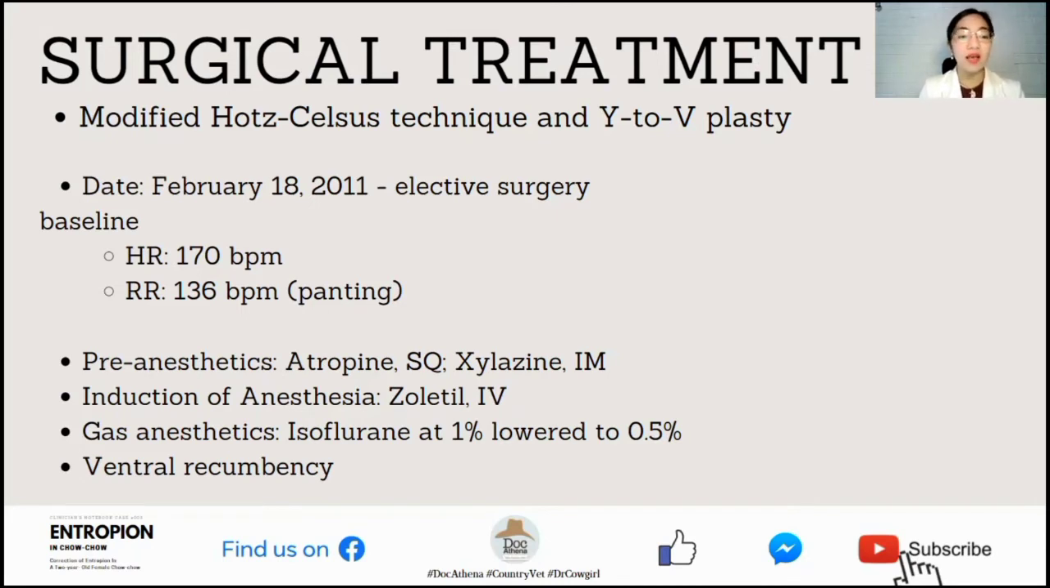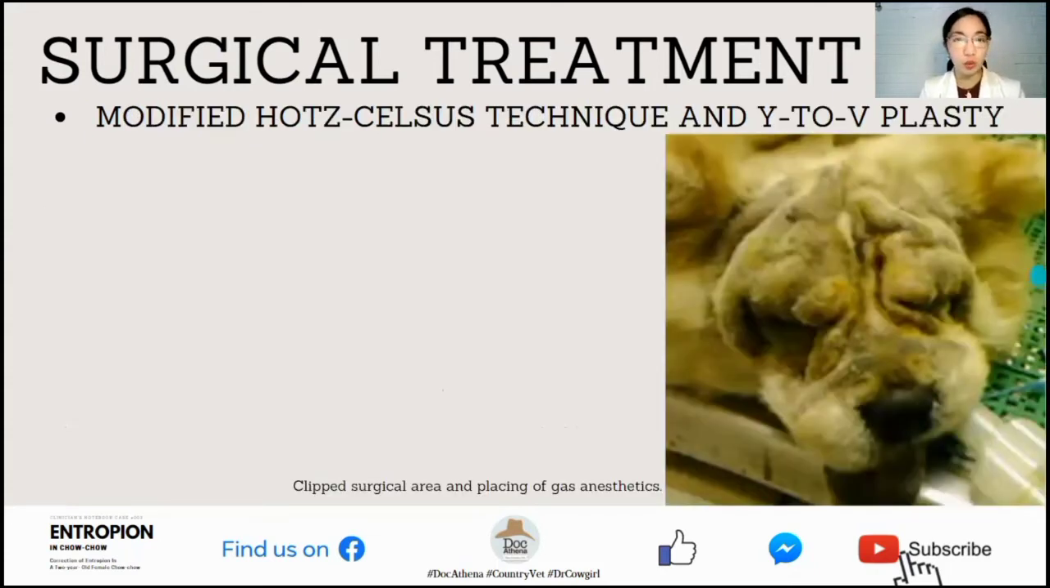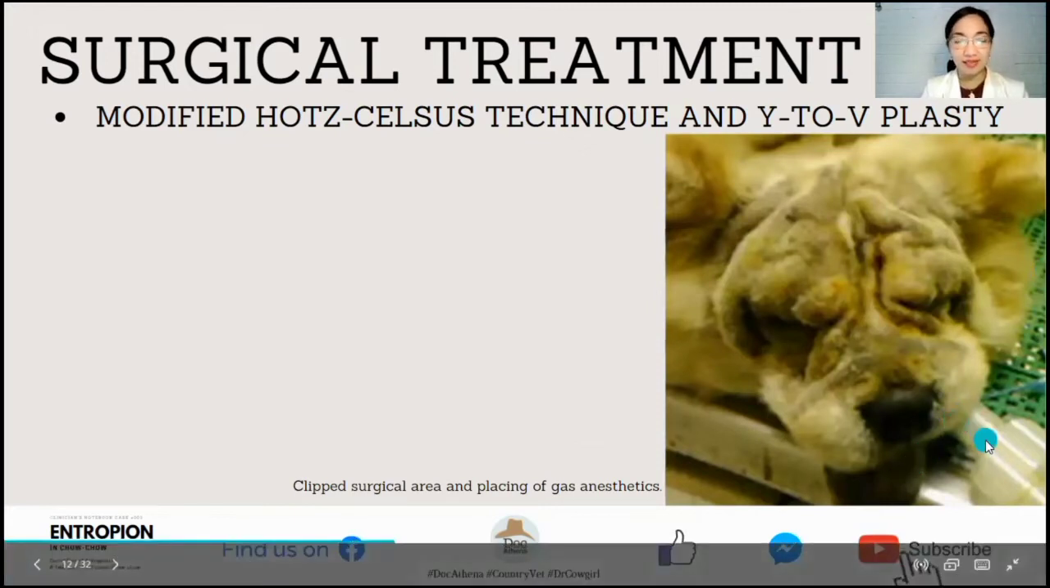Baseline at the time was heart rate 170 beats per minute and respiratory rate 136 breaths per minute. However, the patient was panting. For pre-anesthetics, atropine was given subcutaneously and xylazine was given intramuscularly. For induction of anesthesia, Zoletil was given intravenously. And for maintenance of anesthesia, gas anesthetic, isoflurane at 1% lowered to 0.5%. Patient was then placed in ventral recumbency. The photo here shows the clipped surgical area and placing of gas anesthetics.